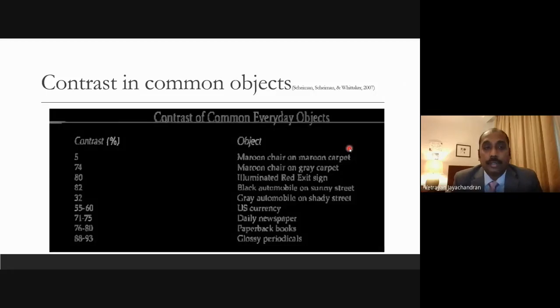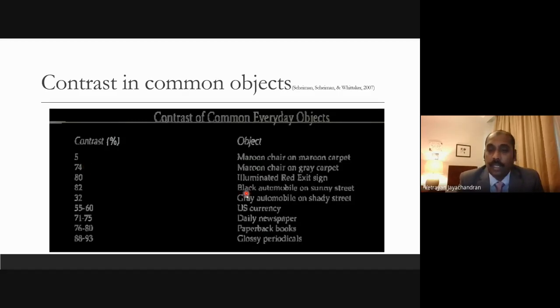And here they're giving you some of the common objects with their normal contrast. For example, if you have a maroon chair with a maroon carpet, it is very difficult to differentiate. You can see the contrast percentage is only 5. So it is very difficult for the person to differentiate the carpet and the maroon chair. If you keep the maroon chair on a gray carpet, it will have a good contrast. You can see the level of contrast is like 74. So the patient does not have any kind of difficulty.